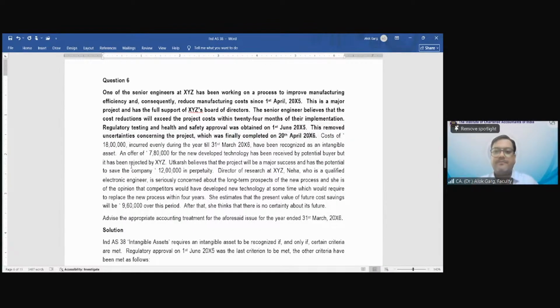Okay. So what is the relevance of this line? That these approvals were obtained on 1st June 2005 and the project was completed on 20th April 2006. What is the relevance of these lines?